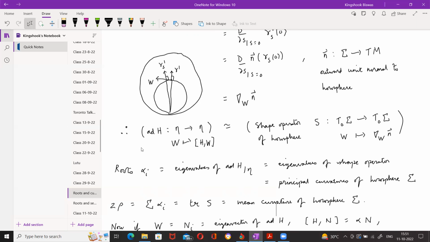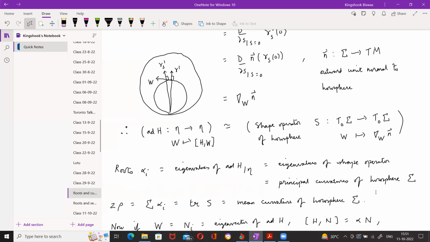Yes. So ad H is nothing but the shape operator of the horosphere. And so now what are the roots alpha_i? These are the eigenvalues of ad H restricted to N, those are the positive roots. So those are nothing but the eigenvalues of the shape operator, because ad H is the shape operator. And so these are the principal curvatures of the horosphere. So the roots, geometrically, give you the principal curvatures of the horosphere.